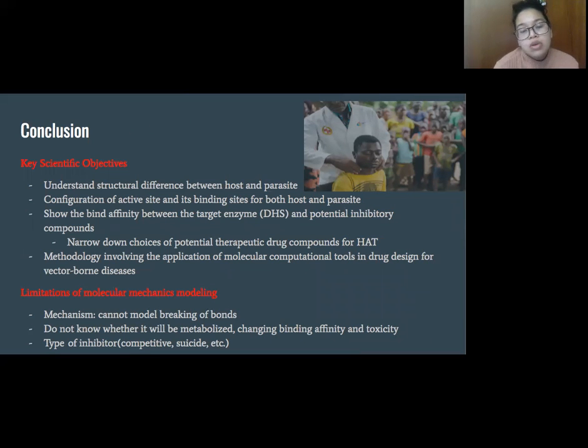Again, we can simulate the location of where the parasite and the host DHS would be, but we can't model all the enzymes and the proteins located there. So we cannot know if it will be metabolized, changing the binding affinity. And the last thing is we won't be able to see what type of inhibitor it is. So we won't be able to see if it's competitive, suicide, non-competitive, etc.